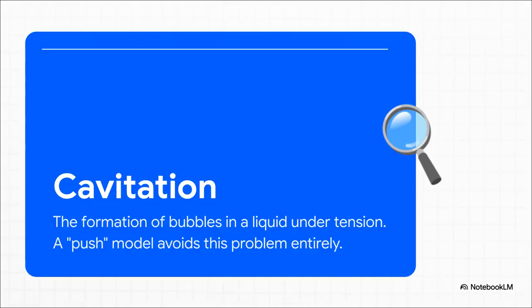This push from below idea also neatly solves a huge problem with the old theory called cavitation. See, if you pull on a column of water hard enough, like a drinking straw, it can break and form air bubbles, which would stop the whole process. But if you're pushing the water up from the bottom, there's no tension. No tension, no bubbles. Problem solved.